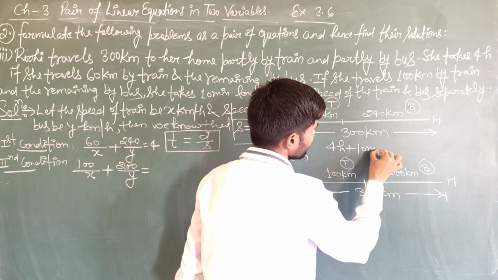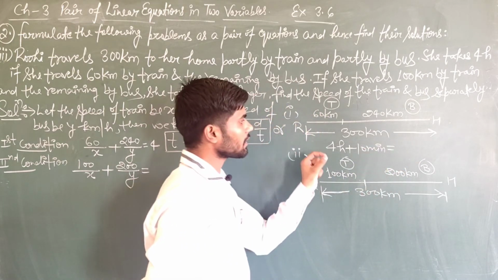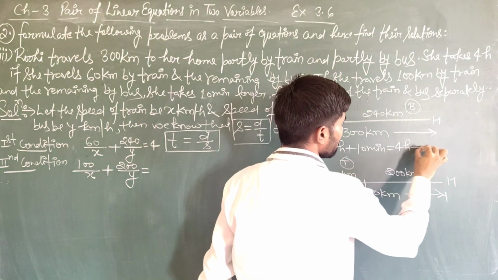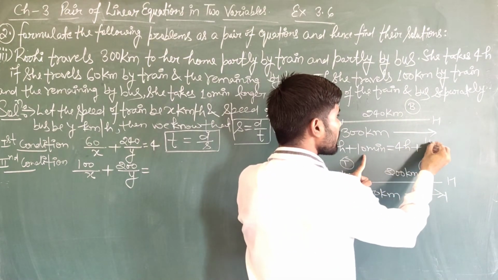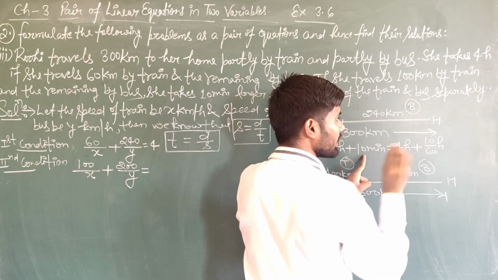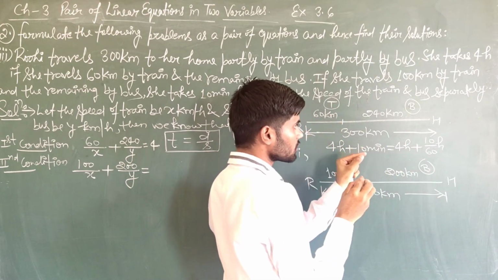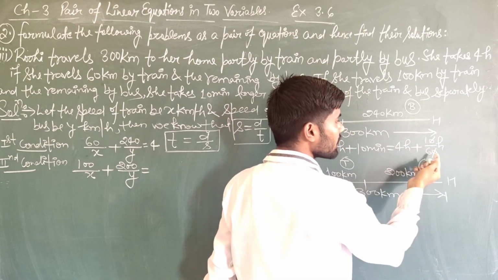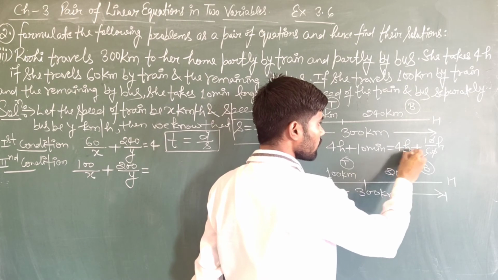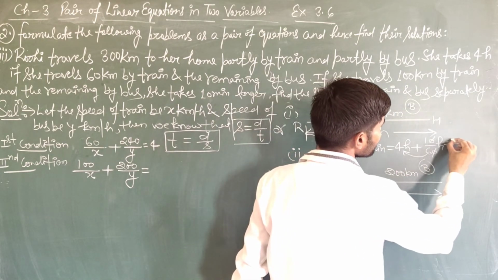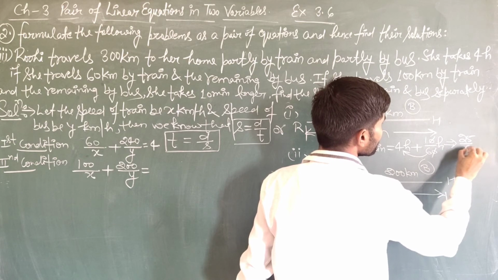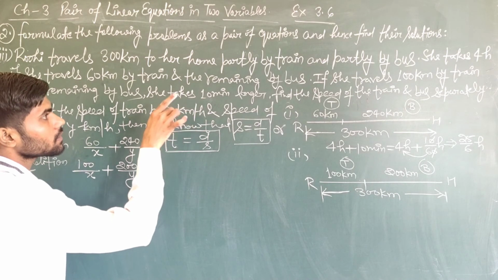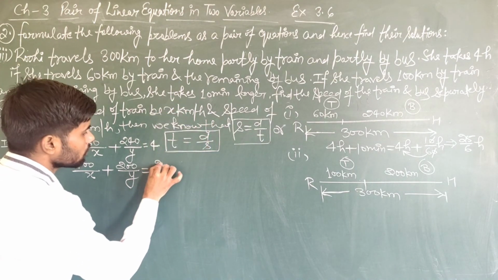4 hours plus 10 minutes means we can convert this minute into hours also. 10 minutes is equal to 10 upon 60 hours. We can cancel 0 by 0, means 4 plus 1 upon 6. We can take the LCM. 6 4s are 24, plus 1, this will be 25 upon 6 hours. In the second condition, we can write 25 upon 6 hours.